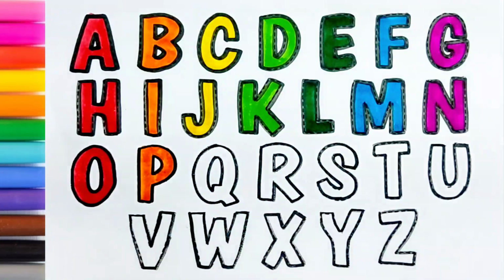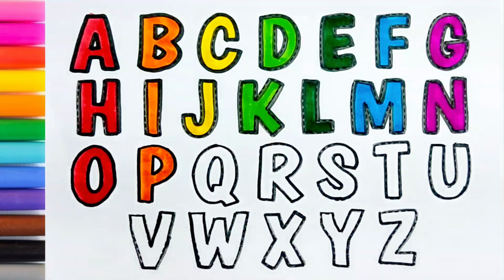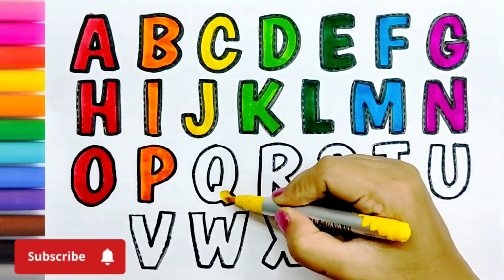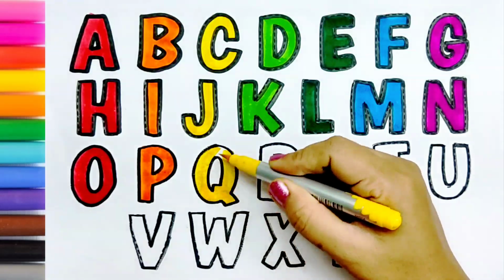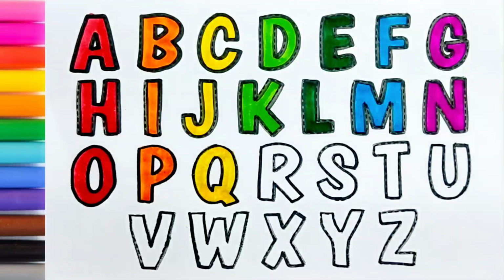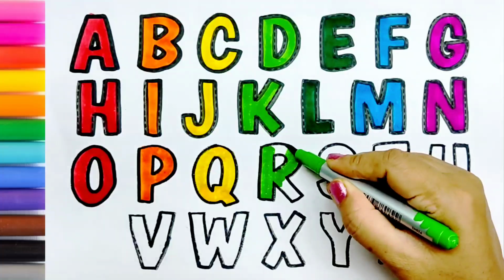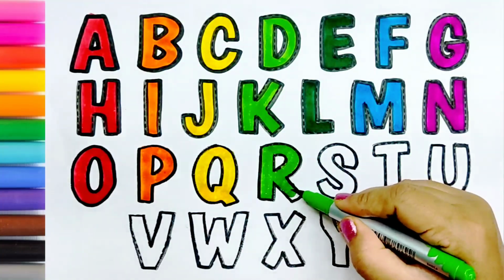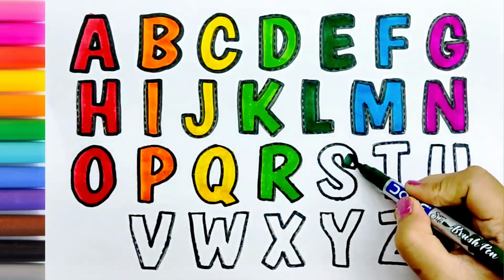P for penguin. Yellow color. Q for queen. Light green color. R for rabbit. Dark green color.